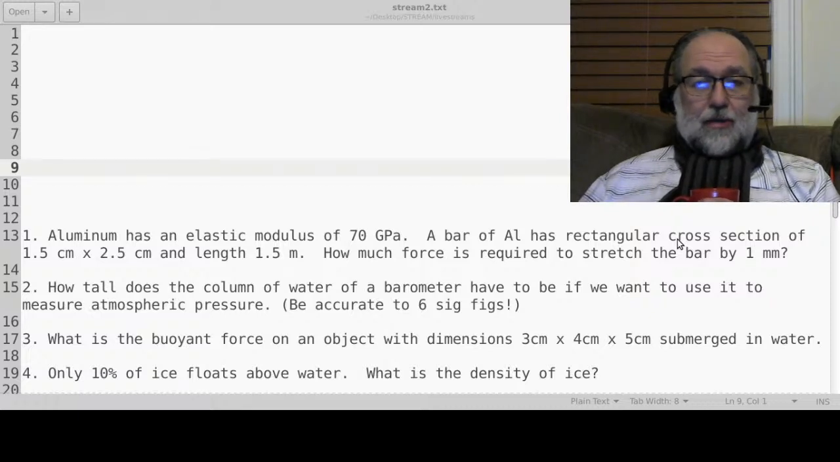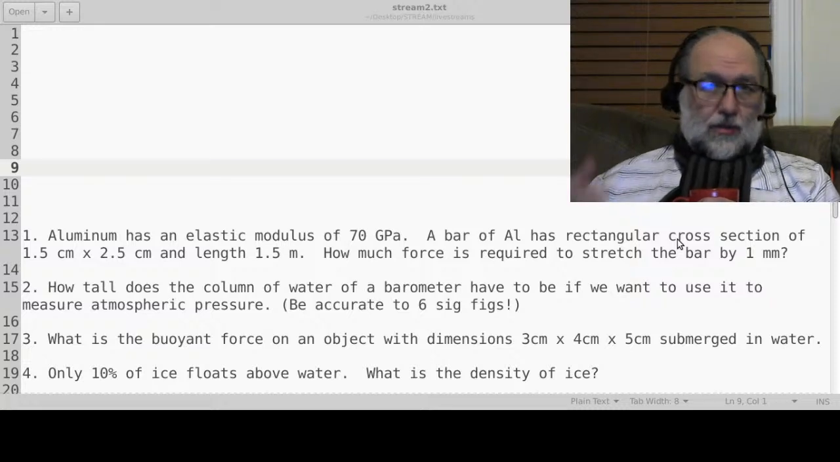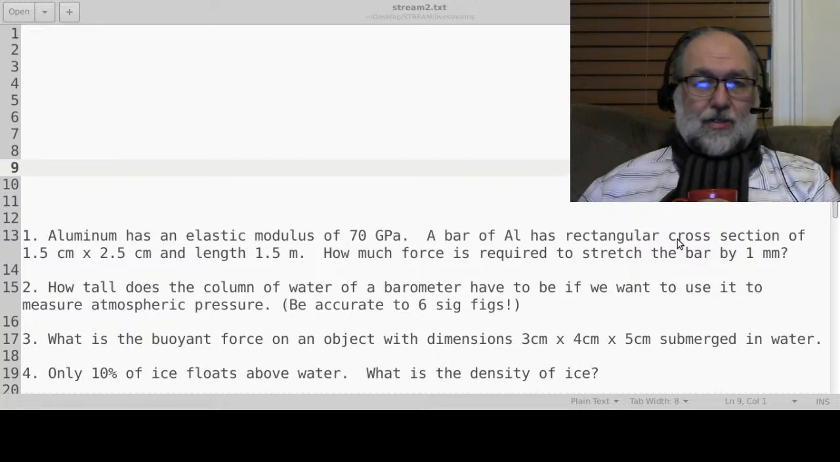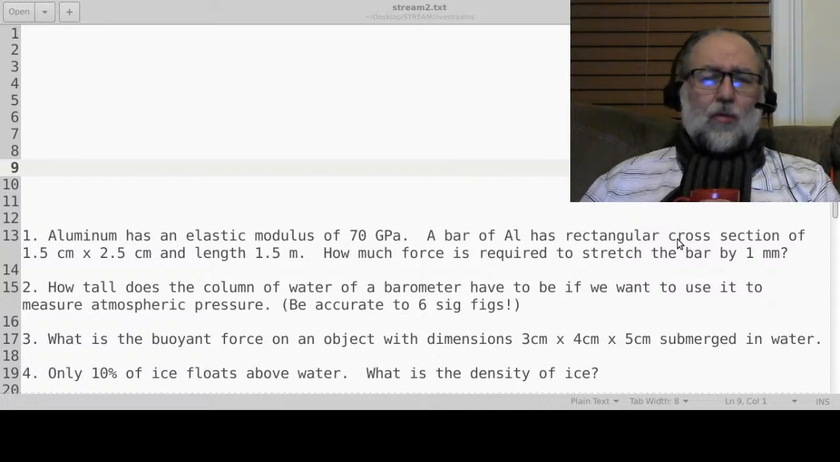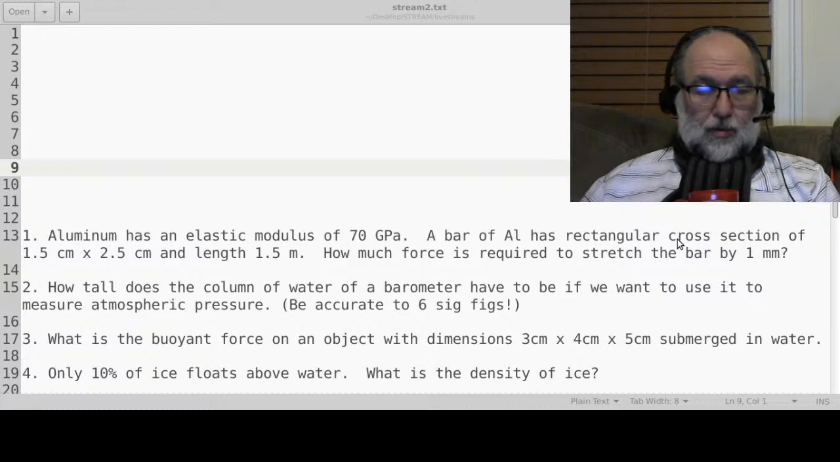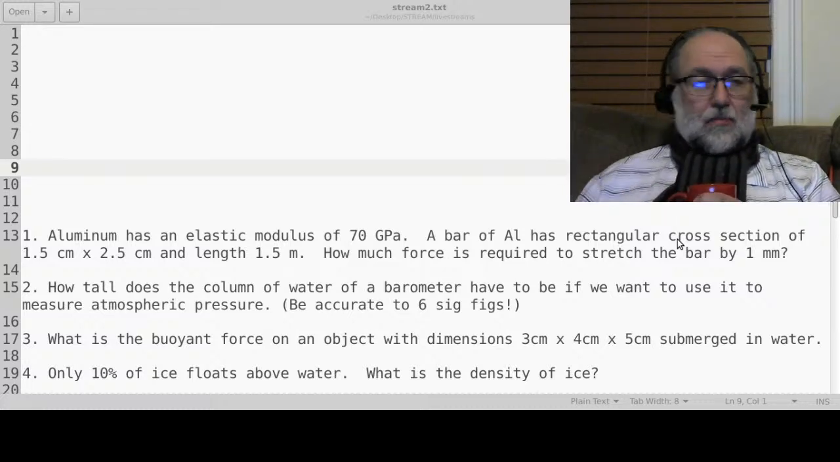Tonight I'm going to do one question on elasticity, and there are some questions on elasticity on the assignment that's due tomorrow. They're pretty straightforward, but I thought I'd do one just to show you how it's done. Then I've got 5 others on fluid statics, and that'll be on the assignment due next week. Okay, let's begin.